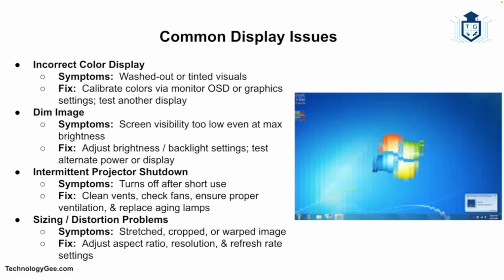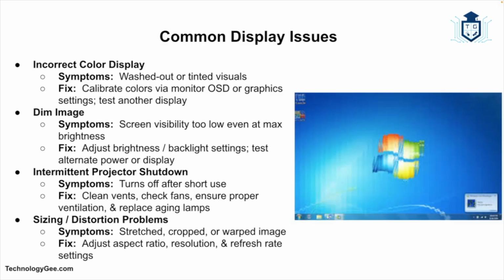You want to check the backlight. So in many cases, especially with LCD screens, a dim image may be caused by a failing backlight. Now, if the backlight is malfunctioning, then the display may need to be repaired or replaced completely. And also, you want to test on a different device. So if possible, test the display with a different device, and if the problem persists, then the display hardware may be at fault. Then there's the issue of intermittent projector shutdown.